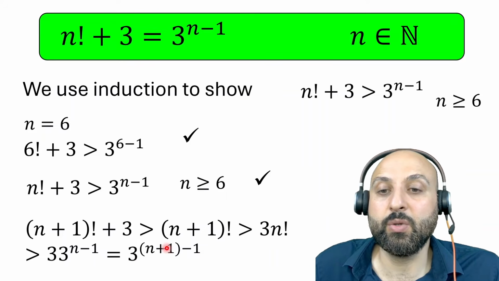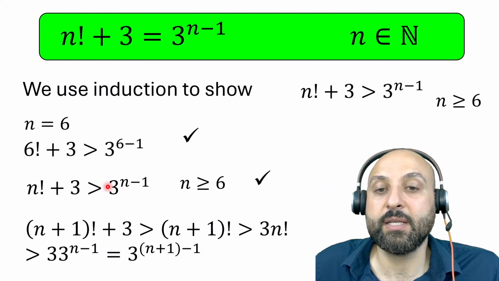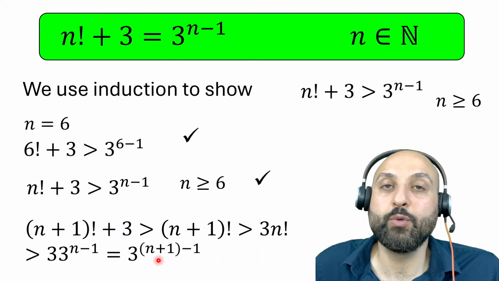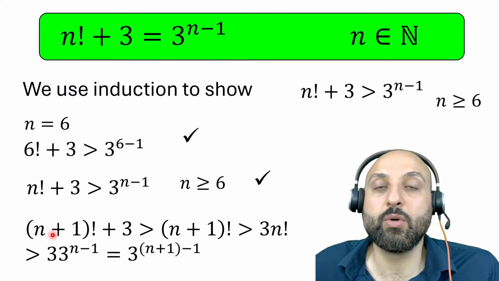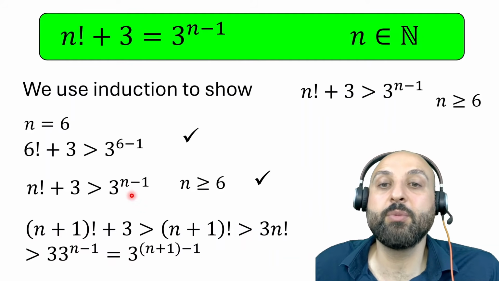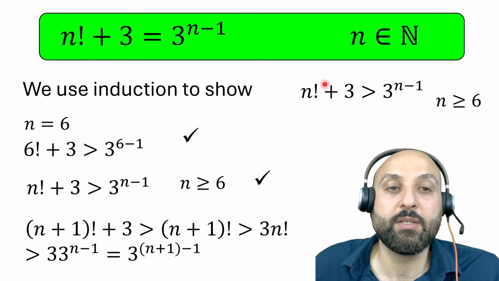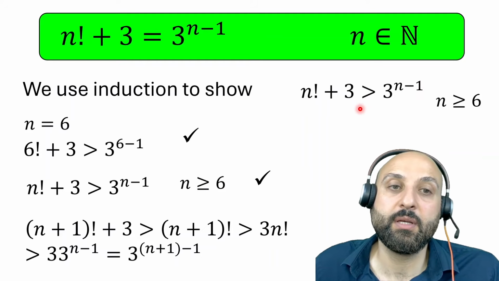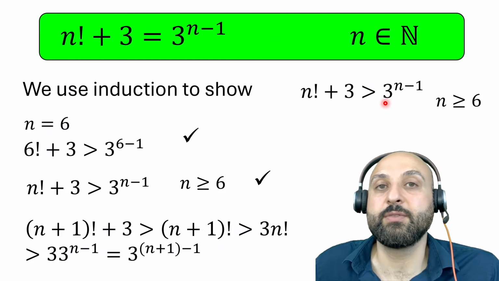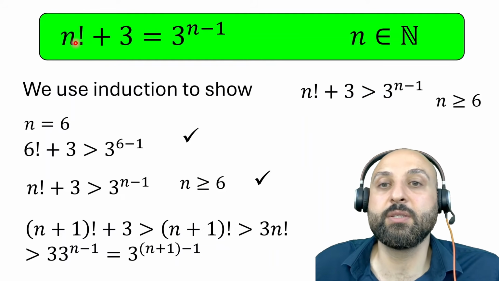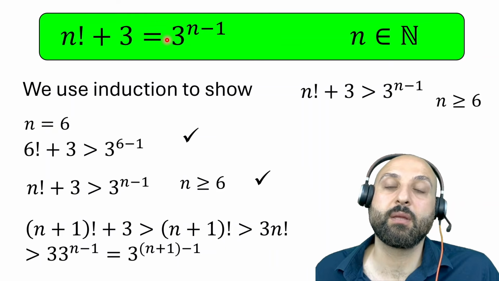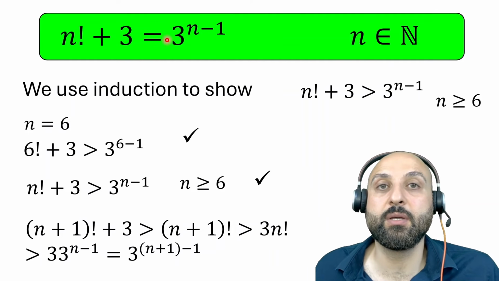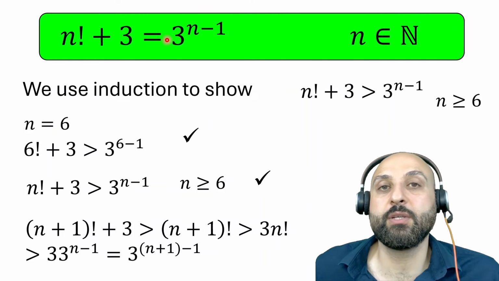So we actually showed that if we have this assumption, we can prove that it is true also for n plus 1. Therefore, by induction, we have proven that this inequality is always correct. And if this is larger than that, it means for n equal to or larger than 6, this equation doesn't have any solution. So this is one way to prove that we have only 2 solutions for this equation.